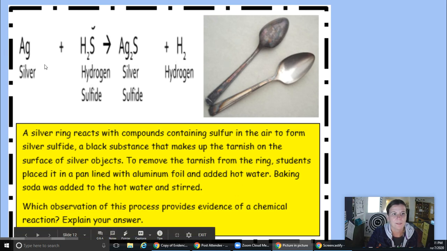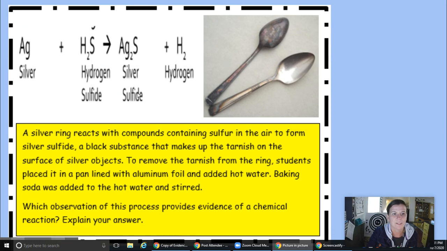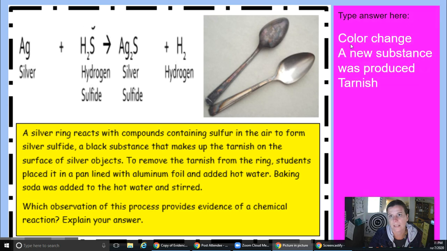Explain your answer. So here we have silver plus hydrogen sulfide producing silver sulfide and hydrogen. Okay, a new substance being produced. Okay, it's undergoing a color change, and a new substance would be your evidence. So you would type here a color change and a new substance produced, tarnish.